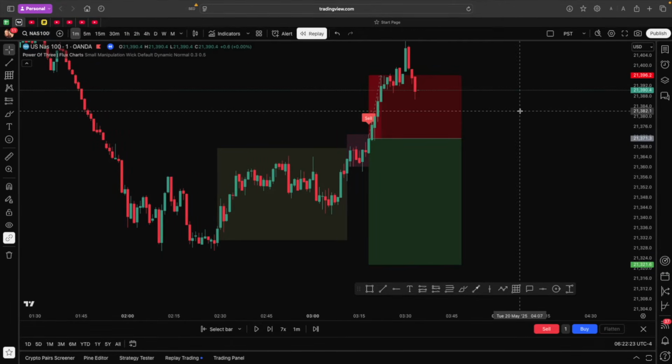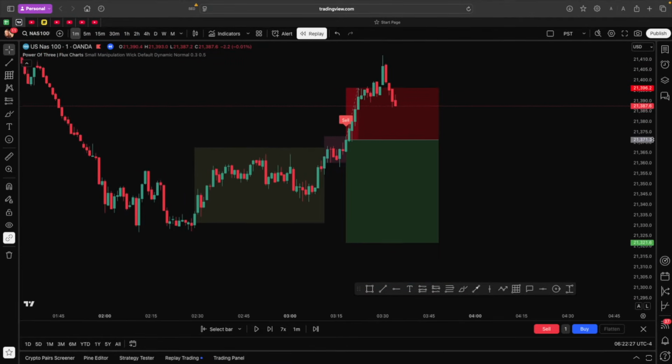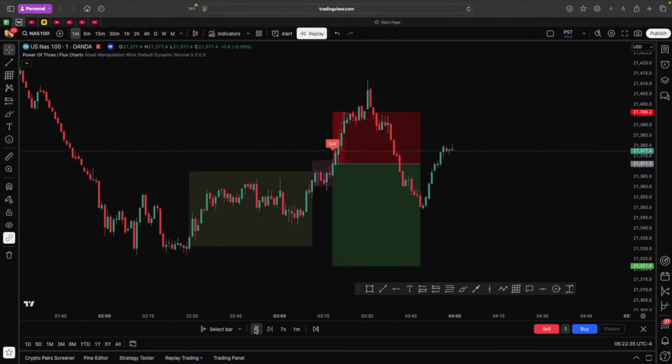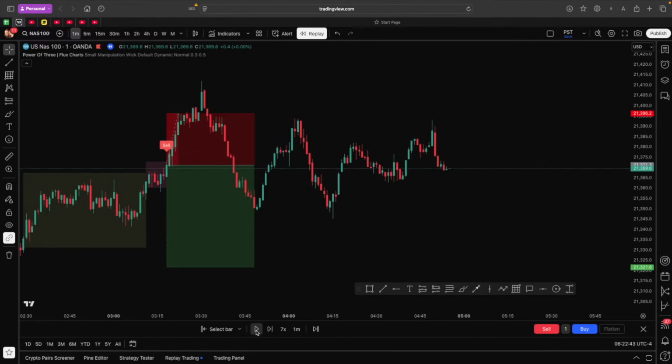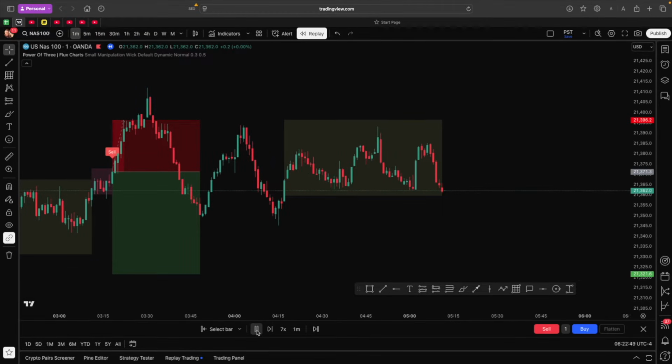And as you can see, we immediately got a stop loss. This is not going to be perfect. Let's see what happens. After we got stopped out, price is still ranging. Let's just wait for the next accumulation. There we go. So accumulation has started.